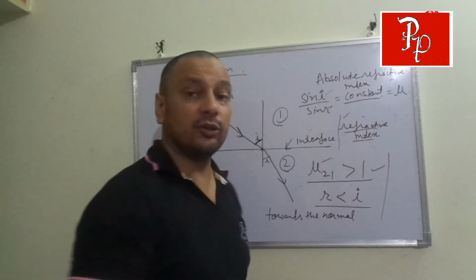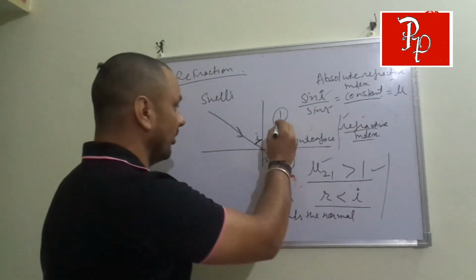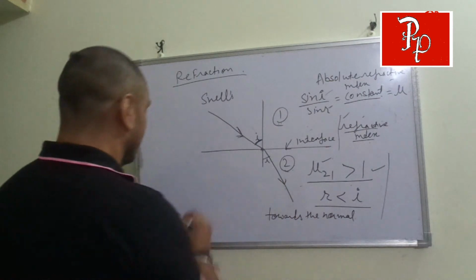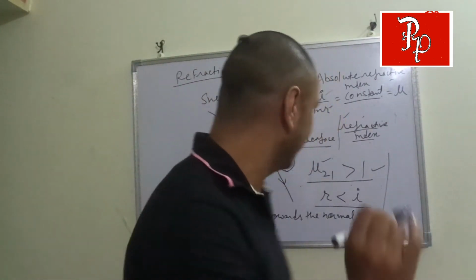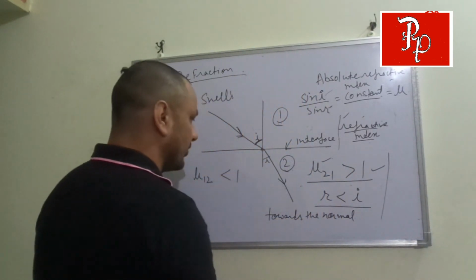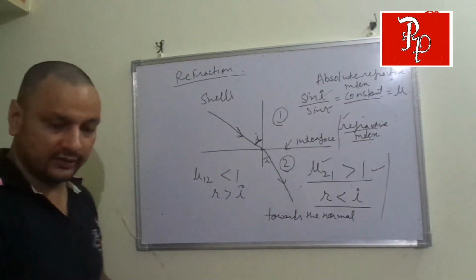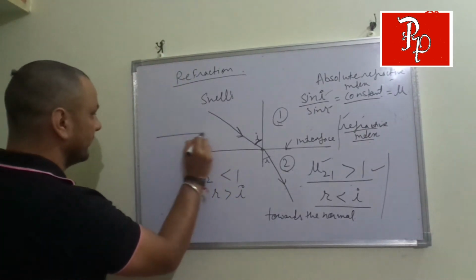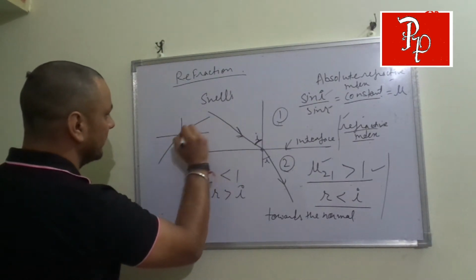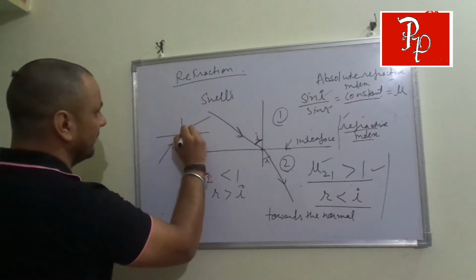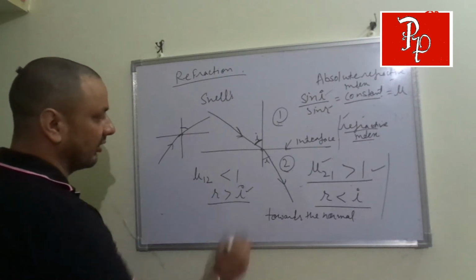But if it is between two media, then we say only refractive index. Absolute is in terms of air, we calculate. Now, similarly, if mu 1 2 is less than 1, that shows R is greater than I. When will this happen? This case will happen when a ray goes from denser medium to rare medium. Now what will happen? Now it will bend away from the normal. It means angle of refraction is greater than angle of incidence.